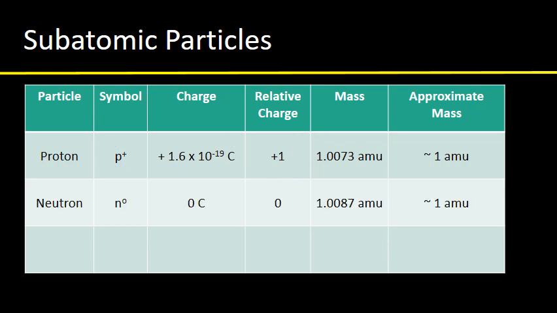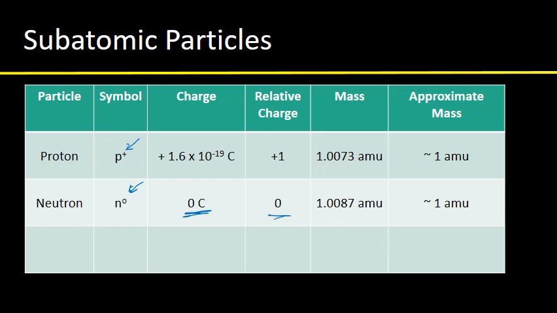All right, and the next particle is the neutron. The symbol for the neutron is an N with a superscript 0. These superscripts, of course, represent the charges, right? So the charge on a neutron is 0 coulombs, and that means the relative charge is 0.